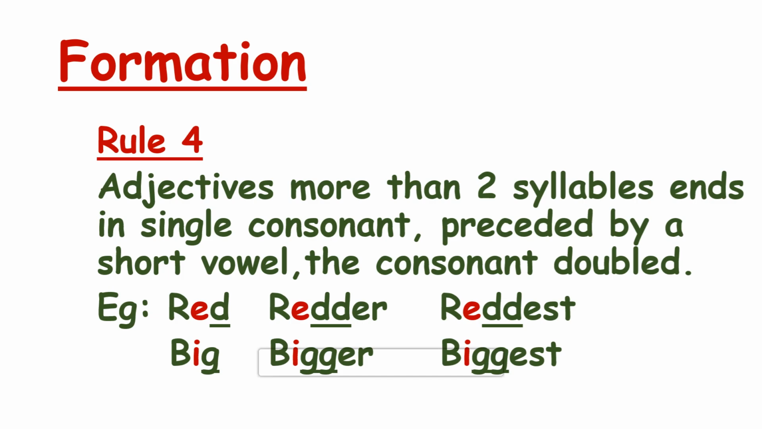These two examples are of one syllable, and at the end there is a consonant. These words end with a consonant, and just before this consonant there is a vowel. So what happens in the comparative and superlative degree? That particular last consonant, here d and g, will be doubled when the comparative and superlative are formed. So it becomes redder, reddest, bigger, biggest.